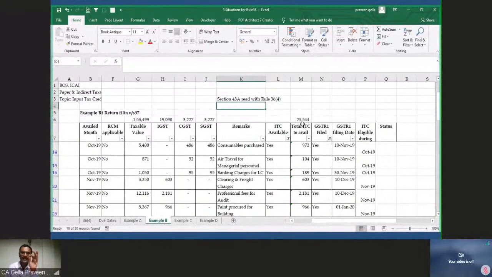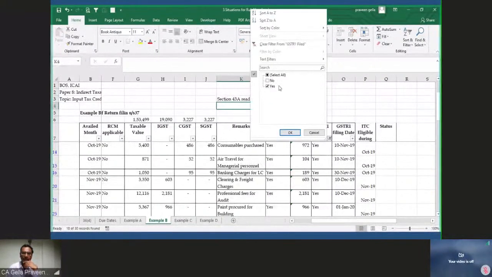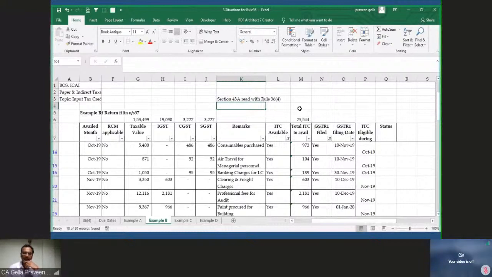Can you confirm, everyone, are you getting this result of 25,544? I have filtered my column N where the answer is yes. Once I filter, I get a figure of 25,544. Everyone, can you confirm? Example B, have you got 25,544? If you have got it, please confirm. Okay, Vinod has confirmed. Yes, 25,544. Okay, done.